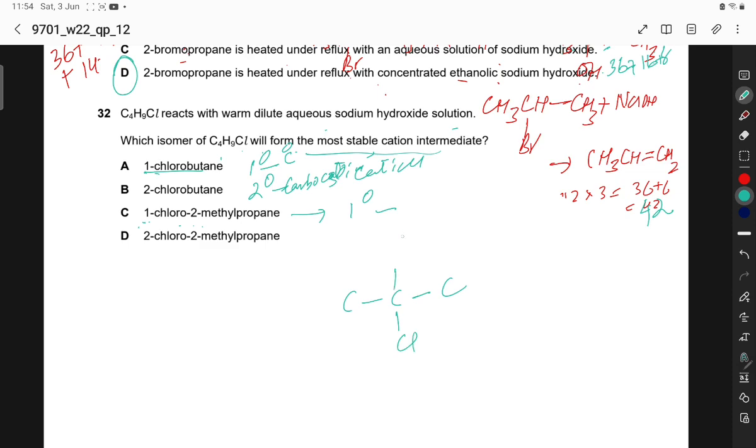2-chloro-2-methylpropane has CH3, CH3, CH3. So with partial positive and partial negative, this is the intermediate. This is a tertiary halogenoalkane and this is a tertiary carbocation, which is the most stable cation. So D option is correct.